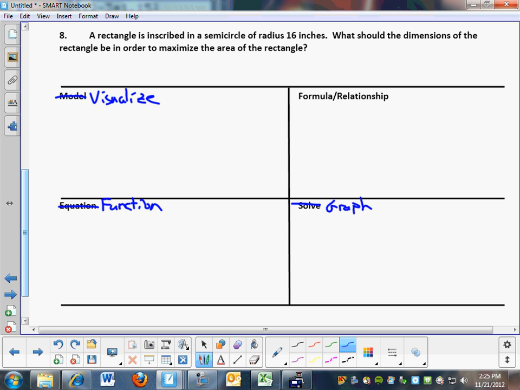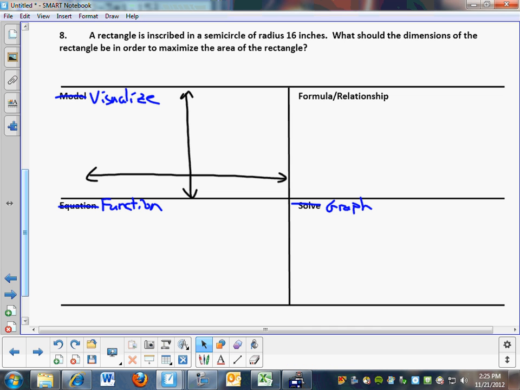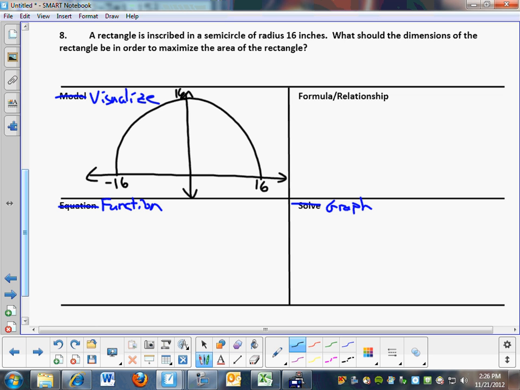So, what does this look like if we put it on the coordinate plane? What shape am I drawing? A rectangle inscribed inside a semicircle, so I need to draw a semicircle. It has a radius of 16. So where's it going to cross the y-axis? Up at 16. How about the x-axis? Negative 16 and positive 16. So those are those spots. What shape should I draw inside of it?